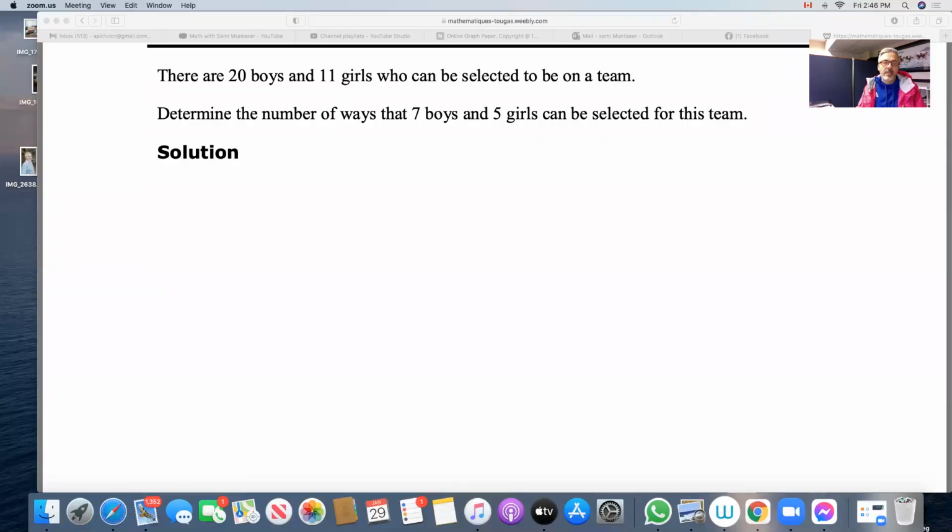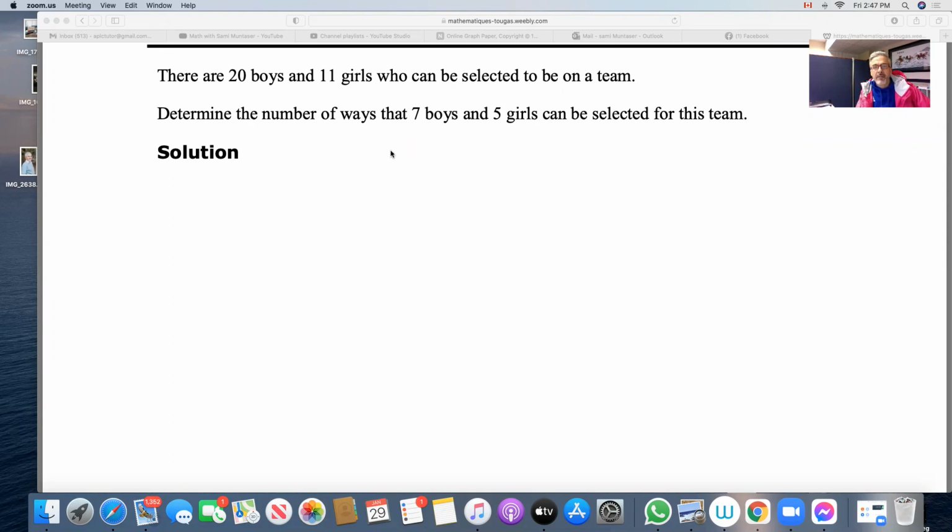So here's a permutations and combinations question. There are 20 boys and 11 girls who can be selected to be on a team. Determine the number of ways that 7 boys and 5 girls can be selected.